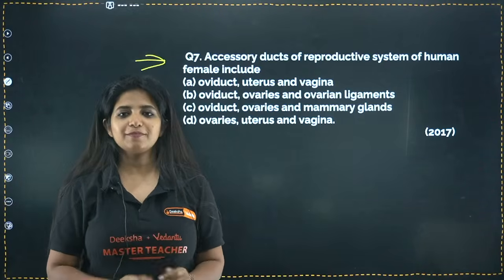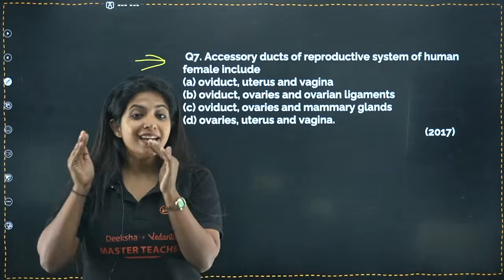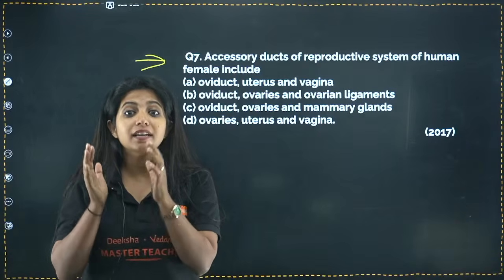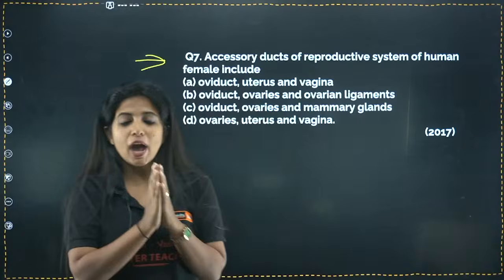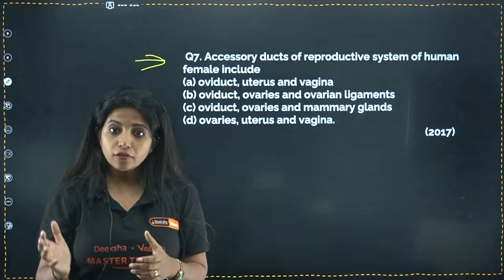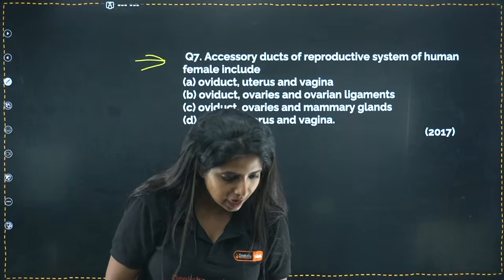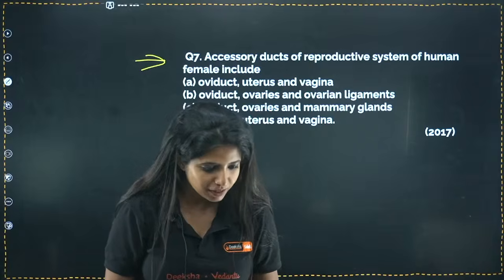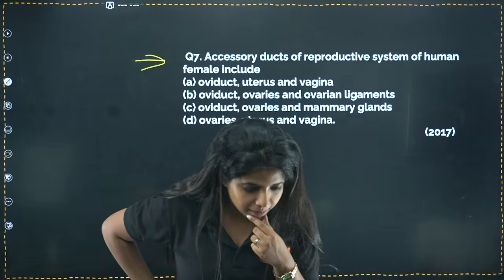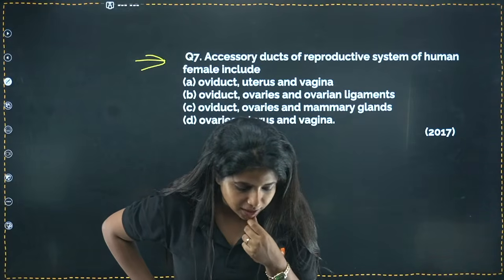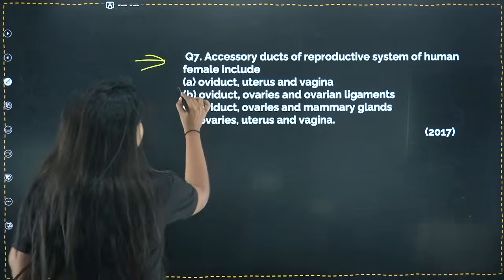I'm so sorry. Okay, accessory ducts of reproductive system of human female includes accessory ducts, as in the ones that are going to carry the ovum. Duct means it's going to provide a passage. So accessory ducts of reproductive system of human female includes what all things? Dhanush says A, Digant says A, Nagama says A, Dhanyashri also says A, Supriya also says A, Kumada also says A, which is why I will log the answer to be A itself.